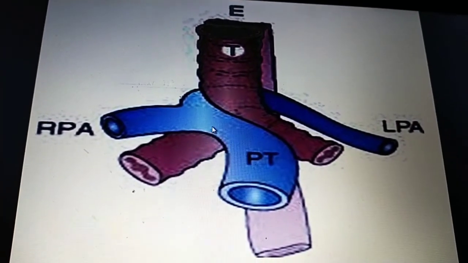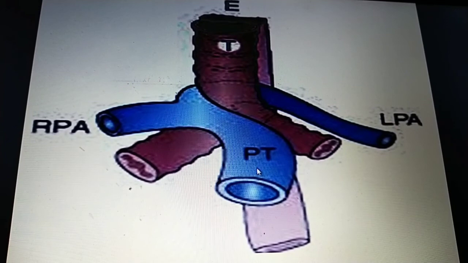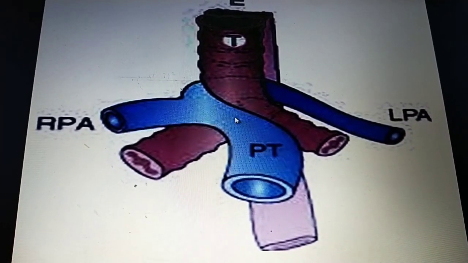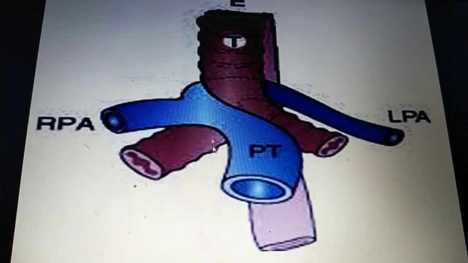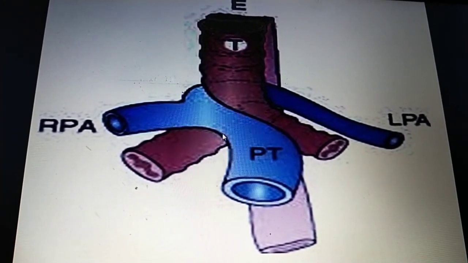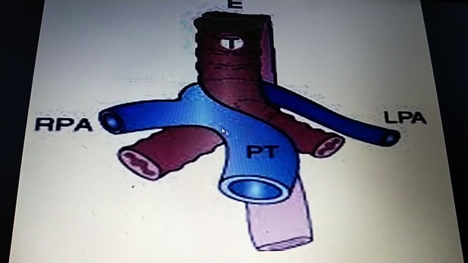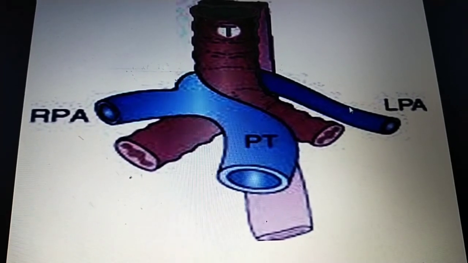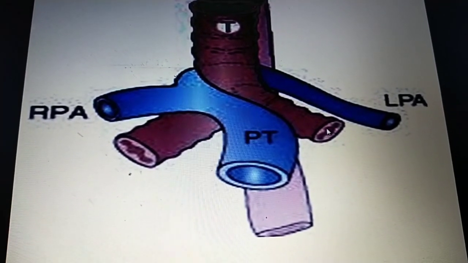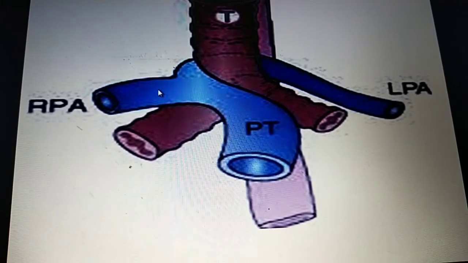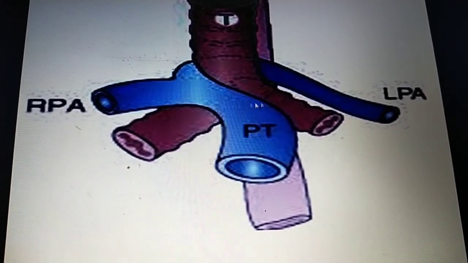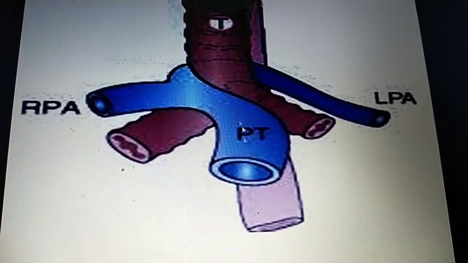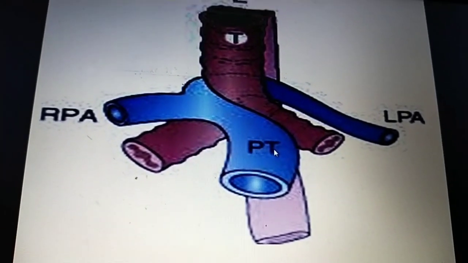There is another anomaly of the pulmonary trunk. In that, you can see here the left pulmonary artery wraps the trachea from behind, or it may be further. So many pulmonary anomalies are there, or sometimes the left pulmonary artery is present to the left of the left principal bronchus, or the right pulmonary artery sometimes wraps posteriorly around the trachea. These are some anomalies of the pulmonary trunk and pulmonary artery.